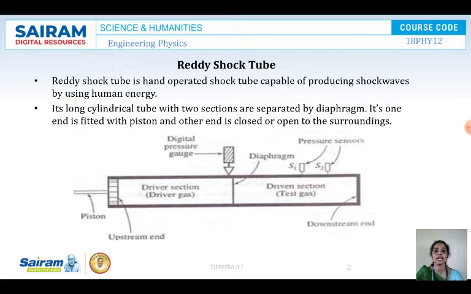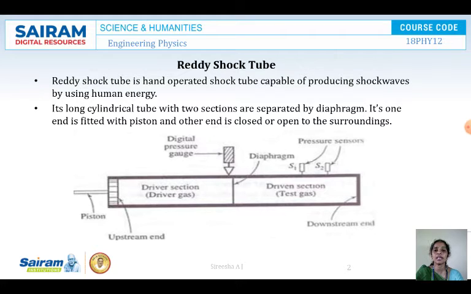What exactly is a Reddy shock tube? A Reddy shock tube is a hand operated shock producing device. Now we have seen in the previous sessions of module 1 the shock waves, what the uses of shock waves are, and what a shock wave is. Now we will see in this session the production. How can we produce a shock wave?